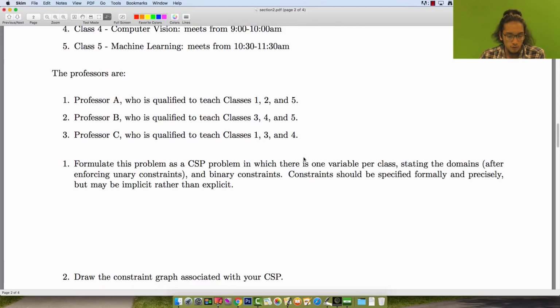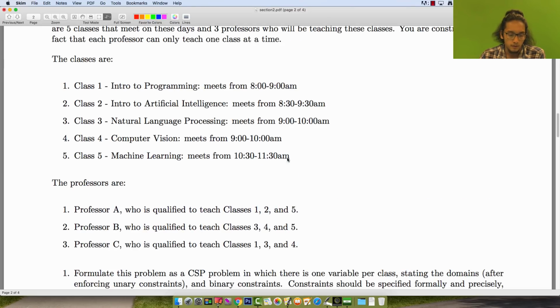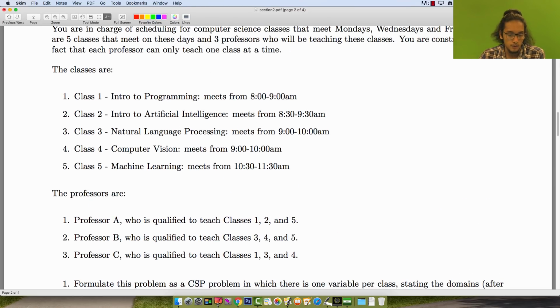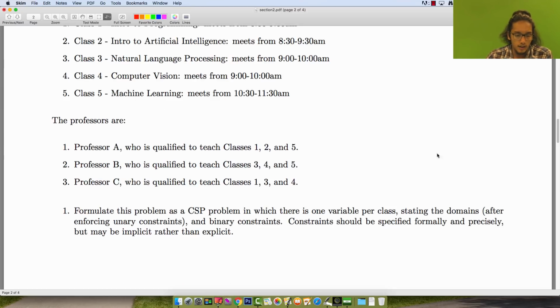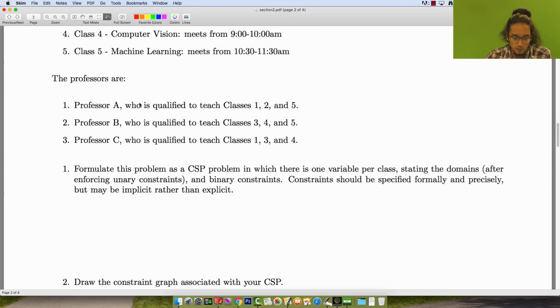And part 1 is to formulate this as a CSP problem. Feel free to pause and take a few minutes to read through the description, but I'll be getting started with part 1. So part 1 says formulate it as a CSP where you have one variable per class, stating the domains after enforcing unary constraints as well as binary constraints. Okay, so what this means is we're going to have one variable for each of these classes, so 5 variables. Let's write those down. C1, C2, C3, C4, and C5. These are our variables.